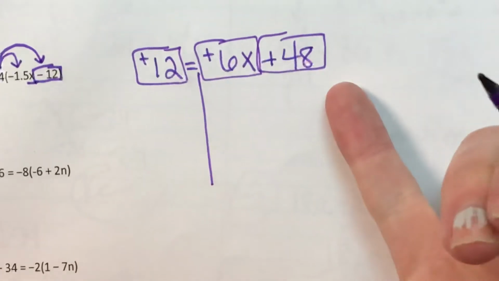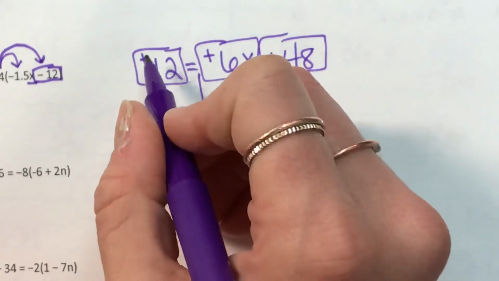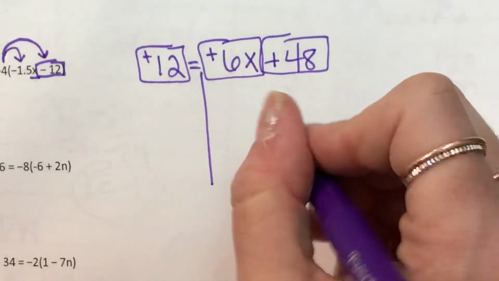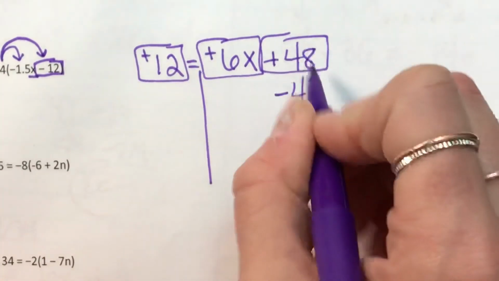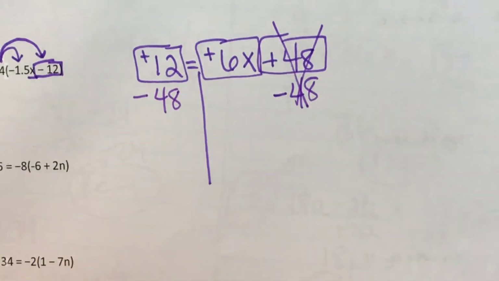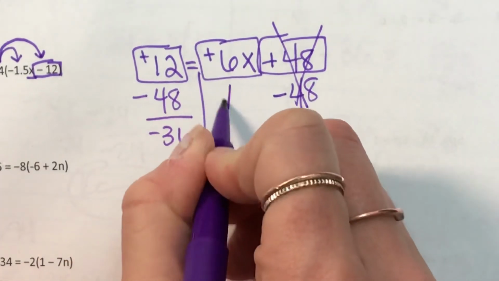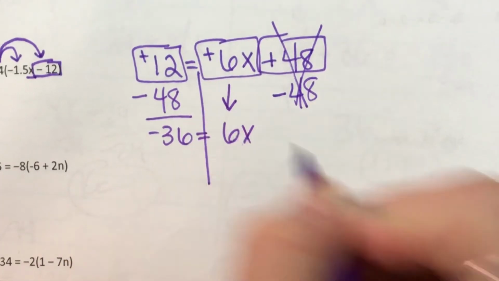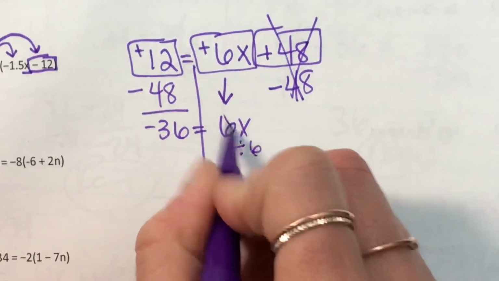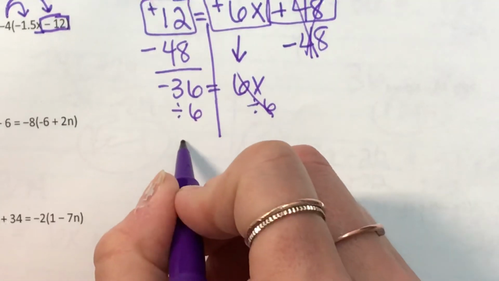And there's only one thing I can move. Since there's not an x over here, I can't move this guy, and I can't move him because he's all by himself. We don't want to get rid of him. He's by himself. We want to join him. So we're going to move this guy over by the 12 so he's not alone anymore. Okay, so 12 minus 48 is negative 36. We're going to bring 6x down. This is multiplication, so that means I have to do the opposite, and I have to divide. So negative 36 divided by 6 is negative 6.